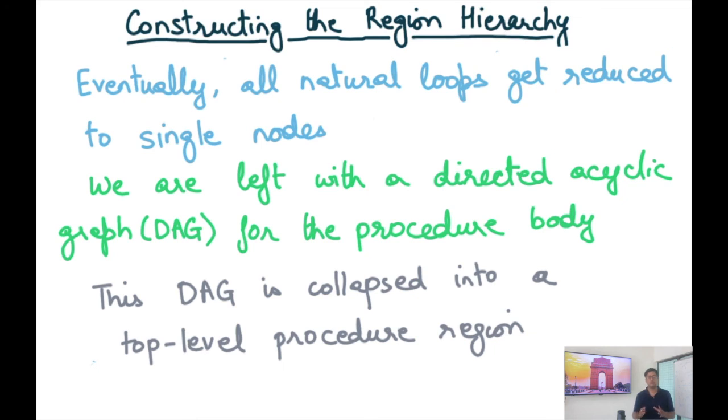Notice that we constructed the regions in a bottom-up fashion, first constructing basic block regions, then inner loop bodies, then inner loop regions, then outer loop bodies, outer loop regions, until I get to the top level, the outermost loop body, then the outermost loop region, and finally the procedure region. And this will form my region hierarchy tree.